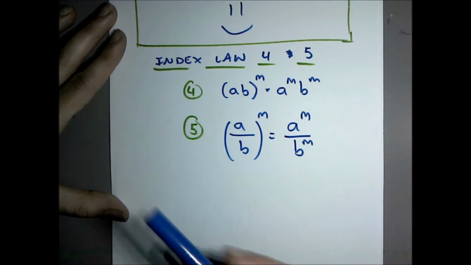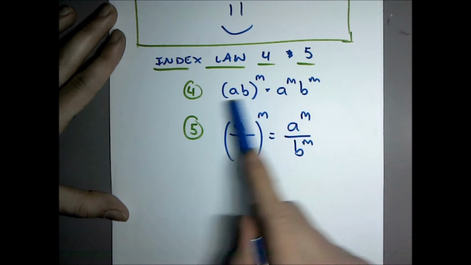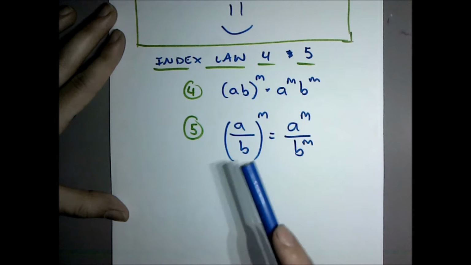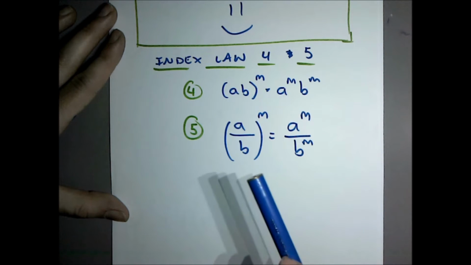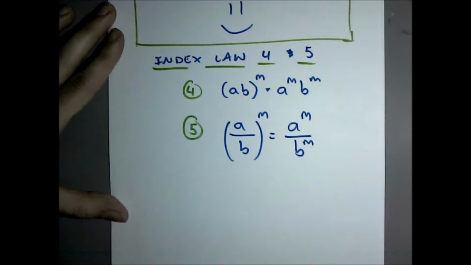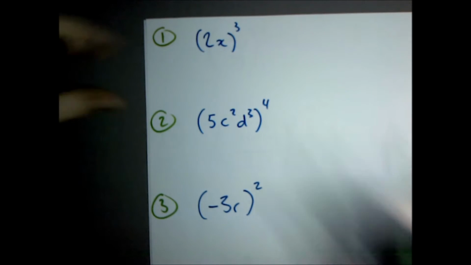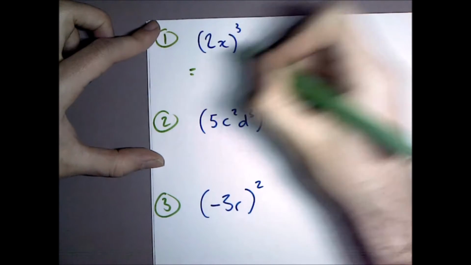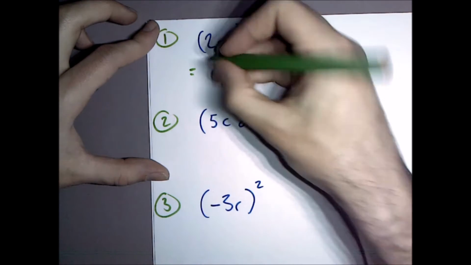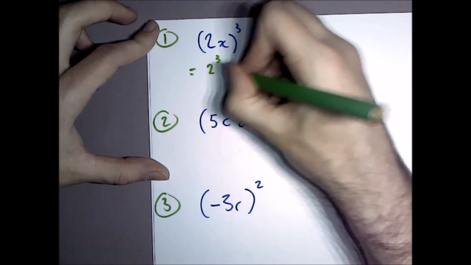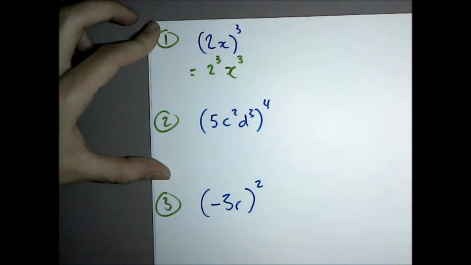So basically for both of these rules, no matter what you have inside your brackets, all the indices get multiplied by this power of m. So a couple of examples. For the first one, we've got 2x to the power of 3. So it's going to be 2 to the power of 3 multiplied by x to the power of 3.